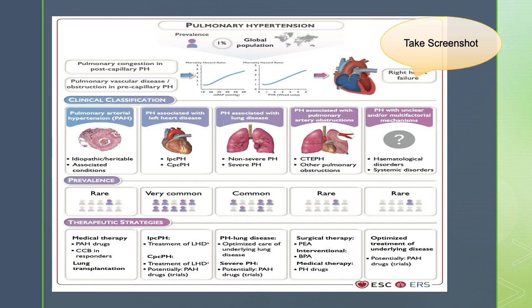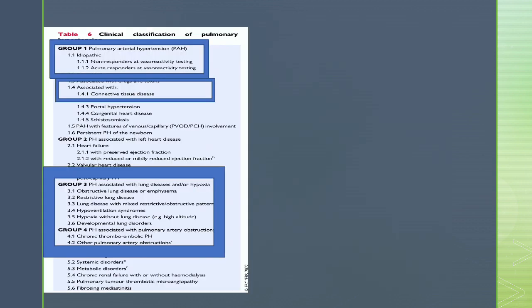Surgical therapy is the best therapy here. It could be pulmonary endarterectomy, it could be interventional balloon dilatations, and sometimes medical drugs. And the unclear mechanisms are common in hematological disorders, in systemic disorders, in sarcoidosis, but it is a rare variant, and again you need to treat the underlying condition.